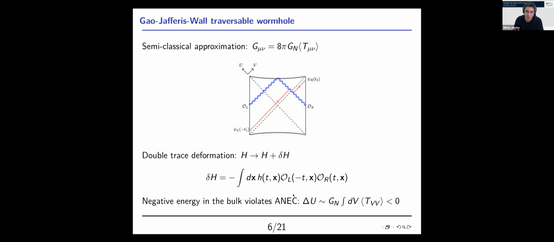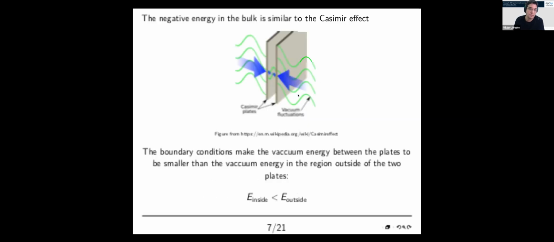It might be a bit weird to think about a field with negative energy, but this is somewhat analogous to the Casimir effect. In the Casimir effect, you have two conducting plates, and the vacuum energy between the plates is smaller than the vacuum energy in the region outside of the plates.